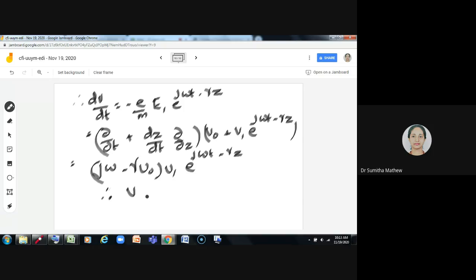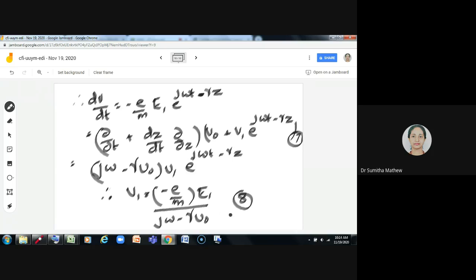v1 is equal to, equating this to this side, v1 equals minus e by m into e1, by j omega minus gamma v naught. Okay, mark this as equation 8 and the earlier one as 7.